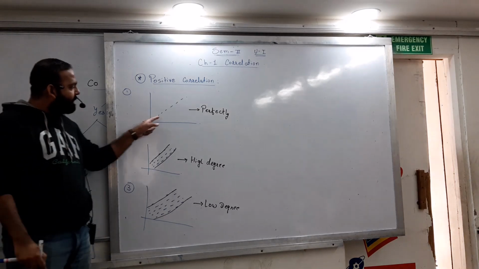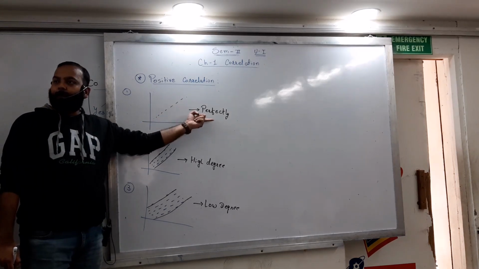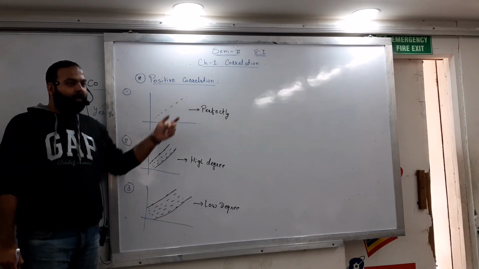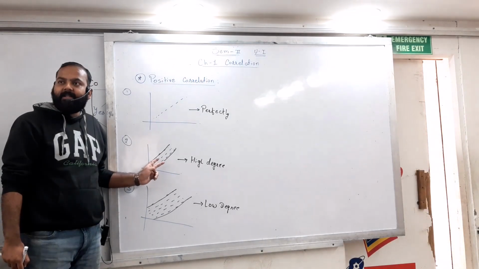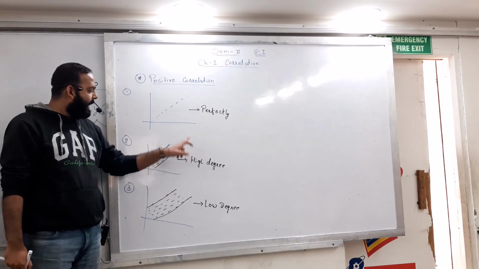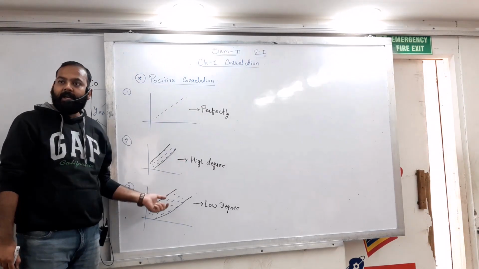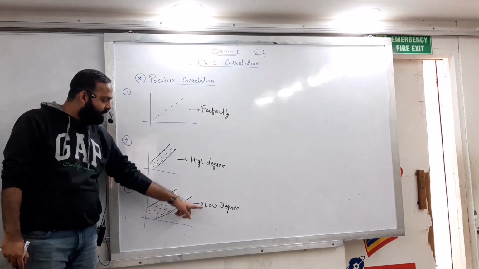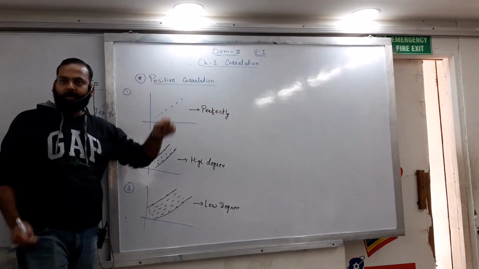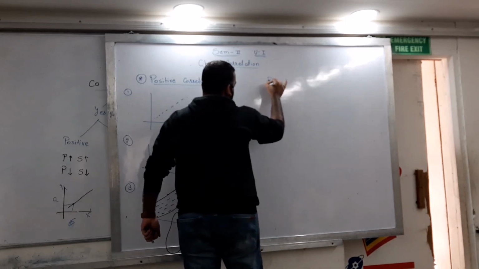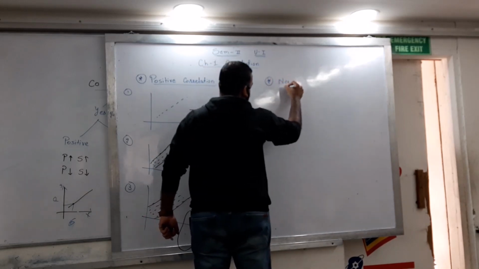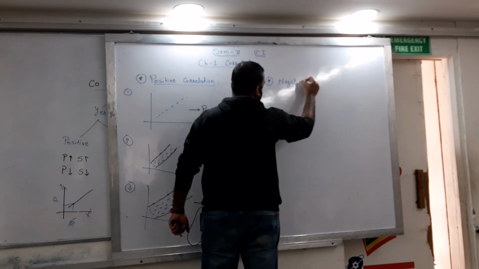Okay, so if there is one straight line, it is perfectly positively correlated. If it is not a straight line but the band is narrowed, then it is high degree of positive correlation. If the band is wider, then it is low degree of positive correlation. And in the same way we can create this kind of graph for negative correlation also.